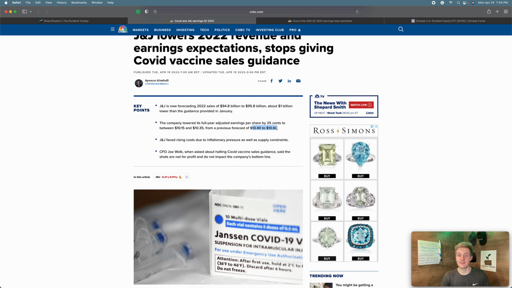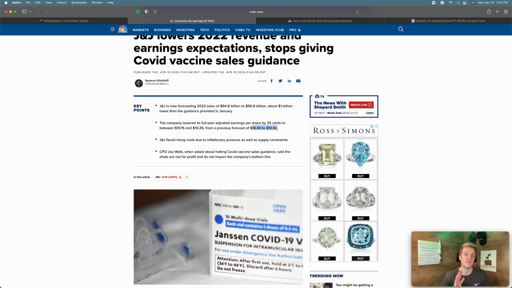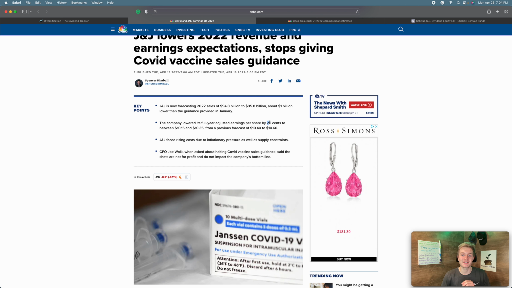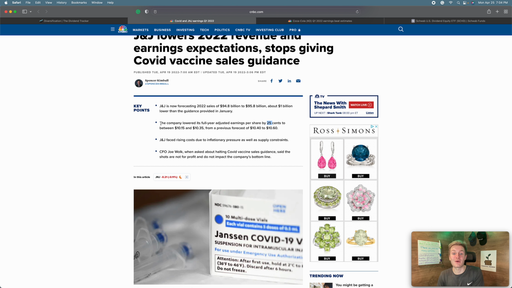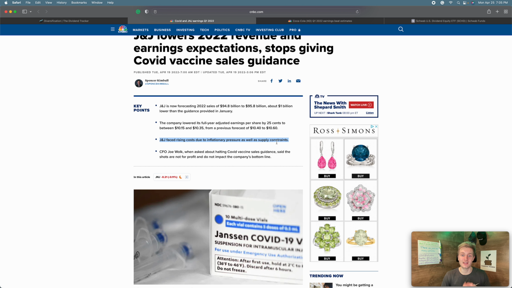So it was in this $10.40 to $10.60 range. It's now in the $10.15 to $10.35 range. That's what they're earning on their shares. I'm not really worried about this 25 cents because, again, I'm focused on 25 years down the road, not what happens this year. What I am concerned about, but what I see as a positive, is that they are recognizing the inflationary pressure and supply constraints.